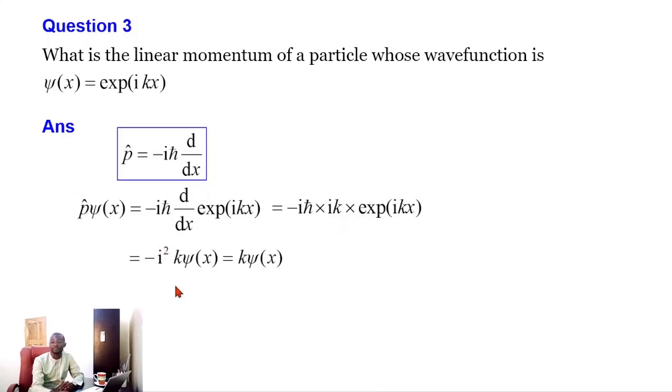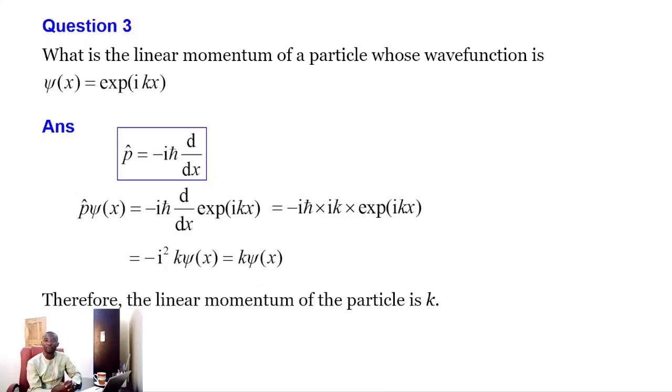Now, i squared is equal to negative 1. So if we substitute negative 1 for i squared, multiply by k, multiply by psi, we obtain k times psi of x. So the linear momentum of the particle is therefore k.